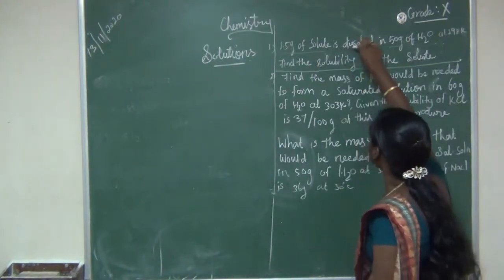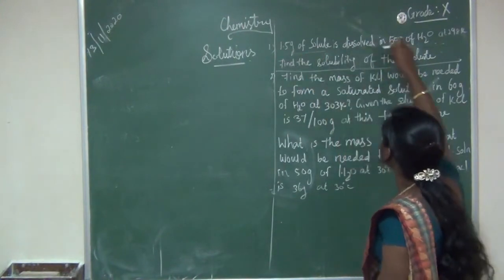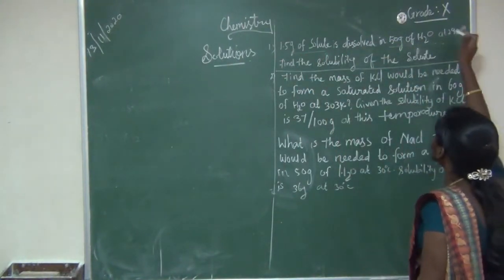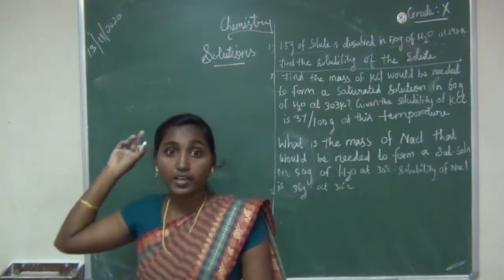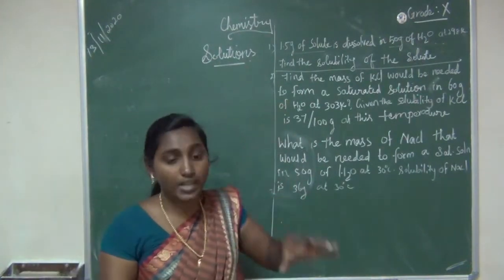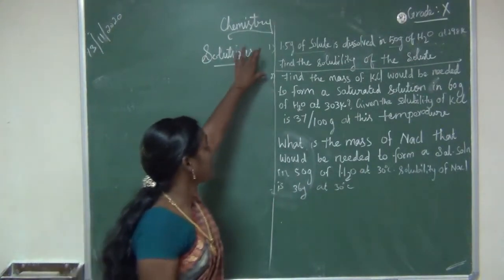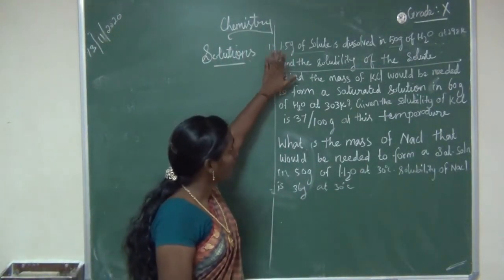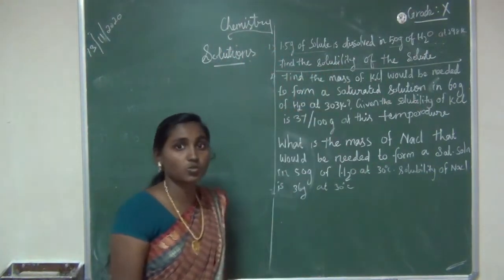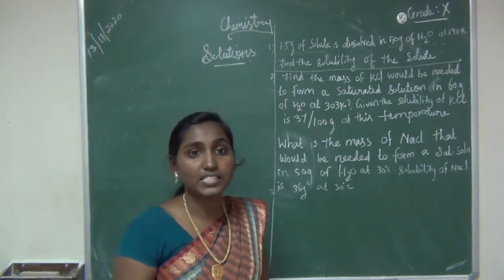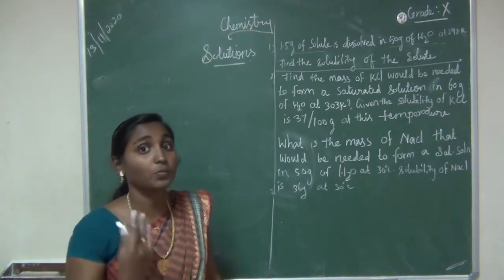So the solute is dissolved in the solvent, we all know that, right? This 1.5 gram of solute is dissolved in 50 gram of water at 298 Kelvin. Find out the solubility of the solute. If you need to read the question, you can open your book, page number 131, where the question is given. Now listen here. What do we need to find out from this question? The solubility of the solute. To find the solubility, we have one formula, right? In the previous class we studied some formulas.